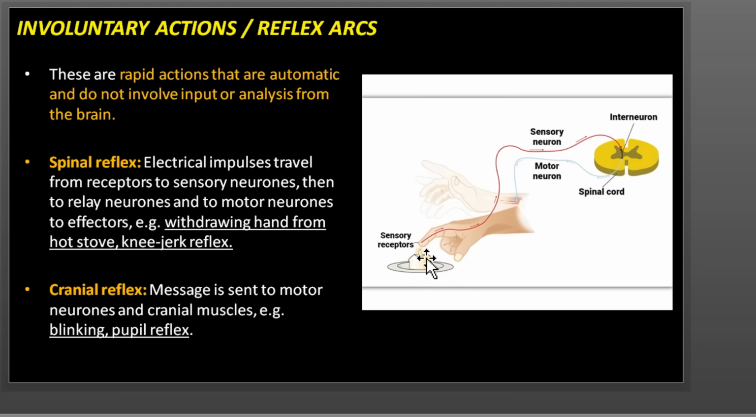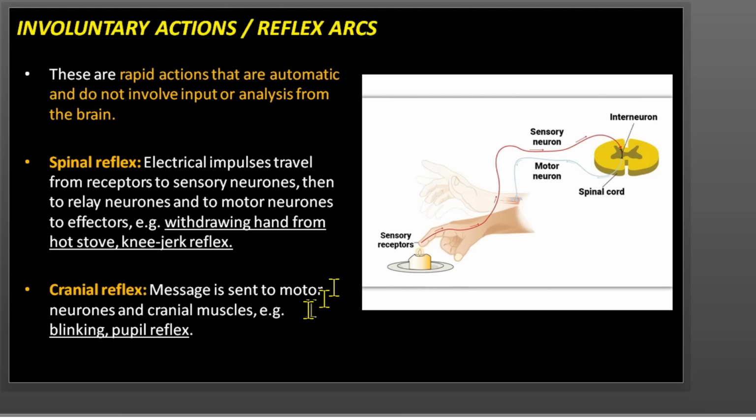The electrical signal or the electrical impulse is going to travel from the receptors in the finger to the sensory neurons in the hand, and then to relay neurons or interneurons in the spinal cord, then to motor neurons that will connect to effectors in the muscle. Remember, the effectors are what help with the response. In this case here, it's going to help to withdraw the hand from the flame or the hot stove, or if it's with the knee, it's going to provide a knee-jerk reflex.